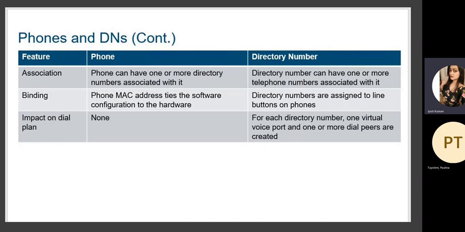Binding can be done. The phone MAC address ties the software configuration to the hardware. So the MAC address is used for the binding for phones, whereas directory numbers are assigned to line buttons on the phone. Now, what is the impact on the dial plan? There's no impact on the dial plan for phones, whereas for directory numbers, for each directory number, one virtual voice port and one or more dial peers are created.